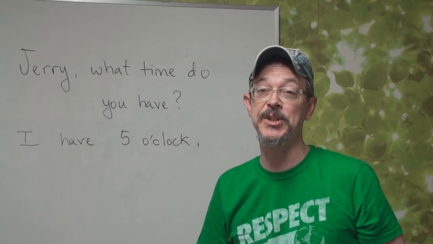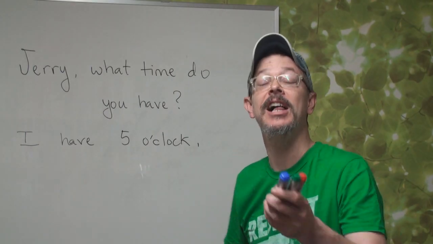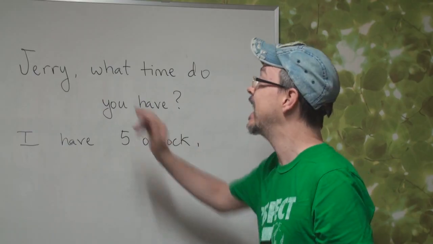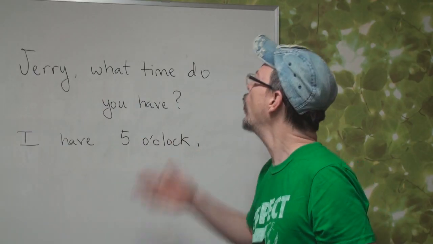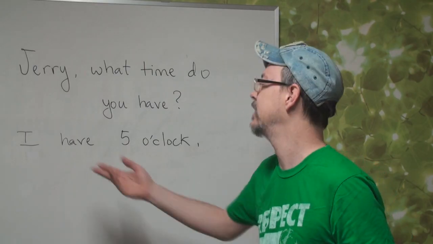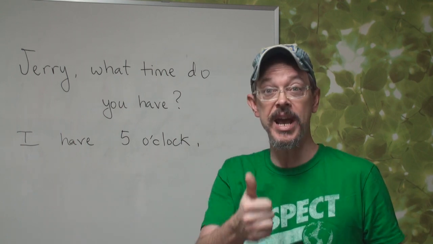Jerry, what time do you have? I have 5 o'clock. Okay, dictation number 2. Was it easy for you? Well, George had the first line. George from Seinfeld. And he says, Jerry, what time do you have? And then Jerry responded, I have 5 o'clock. Did you get it? Great, great.